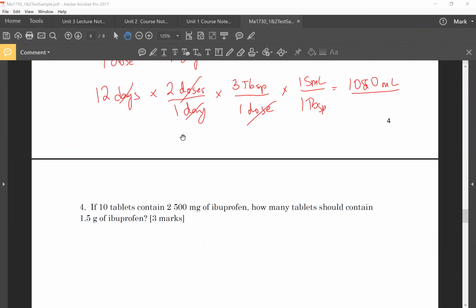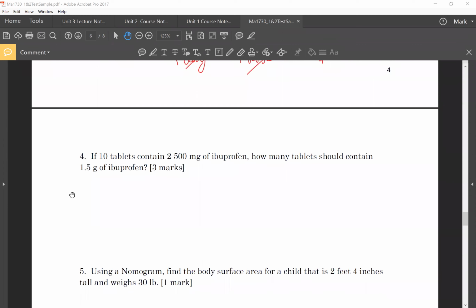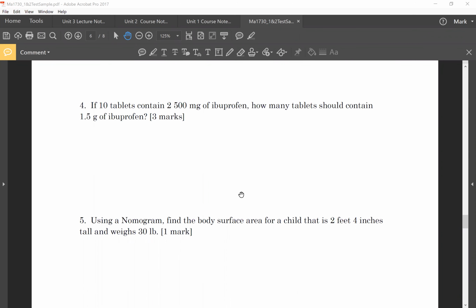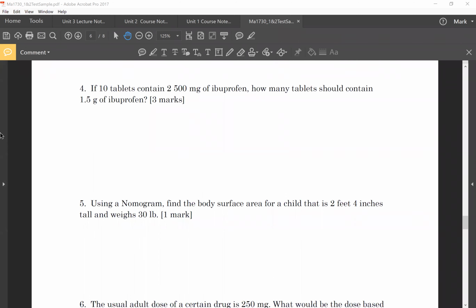Okay, so number 4. If 10 tablets contain 250 milligrams of ibuprofen, how many tablets should contain 1.5 grams of ibuprofen? Now, for anybody waiting for me to get to the body surface area, I know some of you didn't like that. We're going to do that in just a minute, right after this one. I just figured we might as well do number 4 since we're here. So 10 tablets contain 250 milligrams of ibuprofen. How many tablets will contain 1 gram?